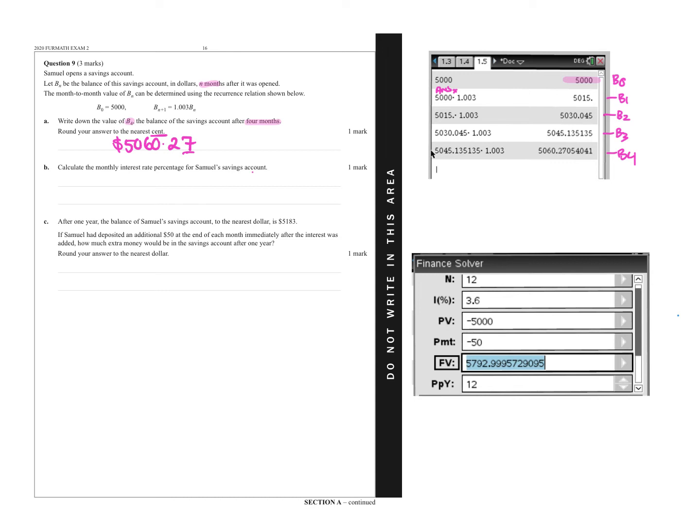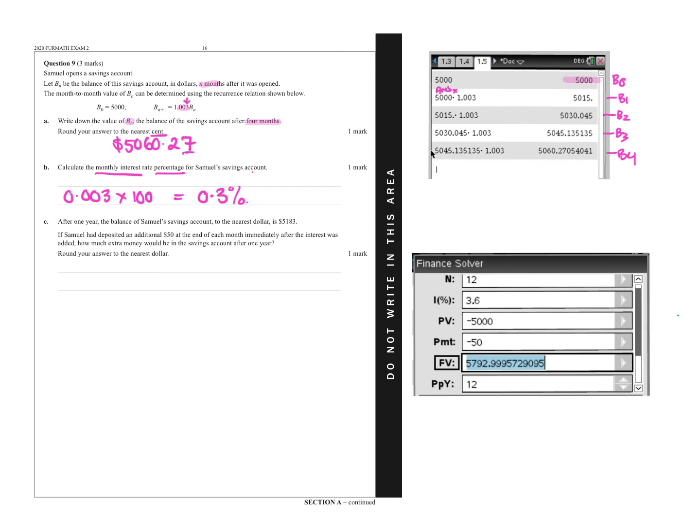Next, calculate the monthly interest rate of Samuel's savings account. So this is a monthly formula. This bit in here is just the extra interest rate being added, once it's been divided by 100. So when you're trying to find the actual percentage, we just take that 0.03 and times it by 100. So it'll actually be 0.3% monthly.